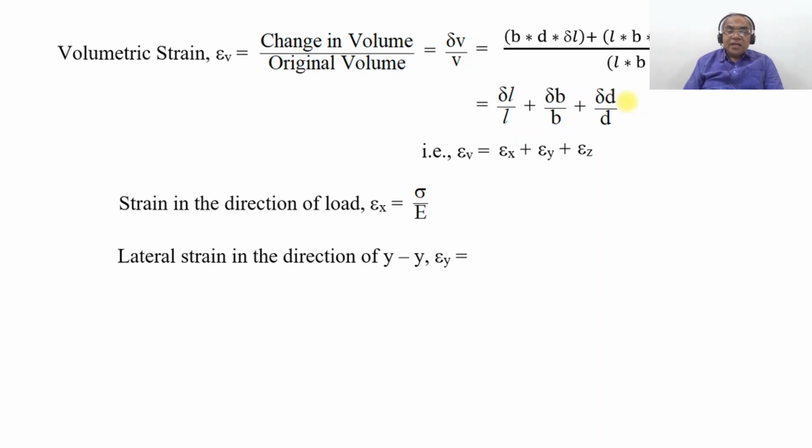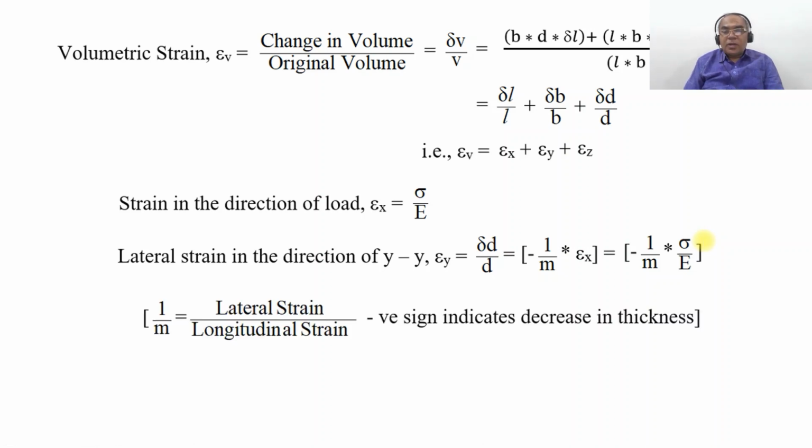What is the lateral strain in the direction of Y, which is epsilon Y equal to delta d by d? That lateral strain is equal to minus 1 by m into epsilon X. The minus sign is because it is a decrease in width or thickness. Substituting the value of epsilon X as sigma by E, it is minus 1 by m into sigma by E. Now what is 1 by m? 1 by m is nothing but the lateral strain by the longitudinal strain. The negative sign is because it is a decrease in thickness.